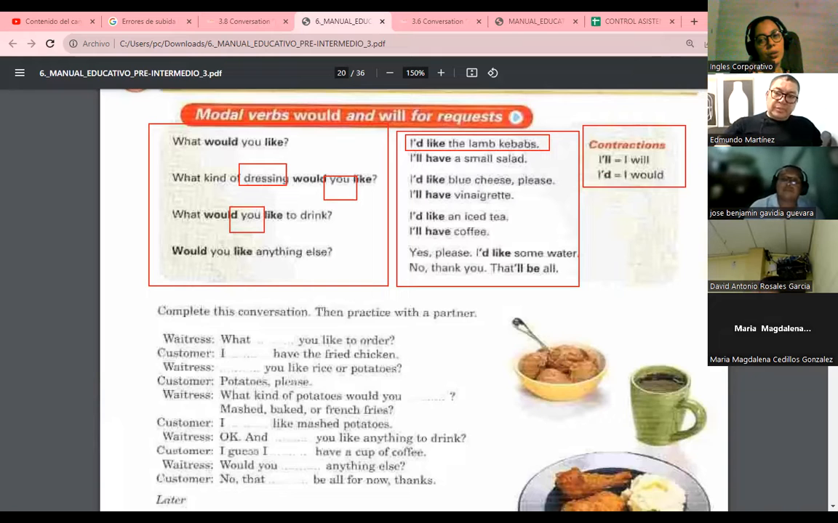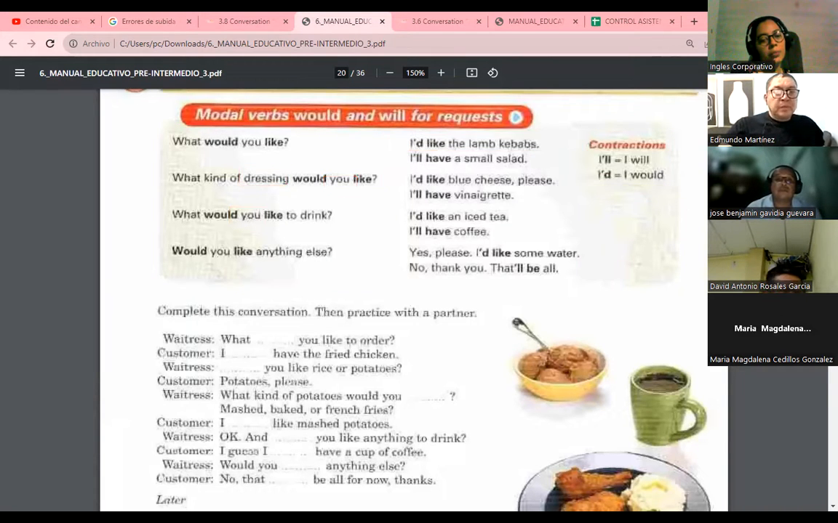Okay, you are going to complete it. For example, number one. What would you like to order? Okay. And the answer is? No, acá. Okay, this one. It's about this one. Would you like rice? Pero acá dice, okay, what would you like to order? ¿Qué le contesta al customer?